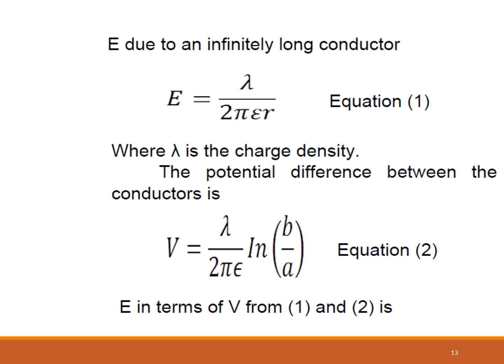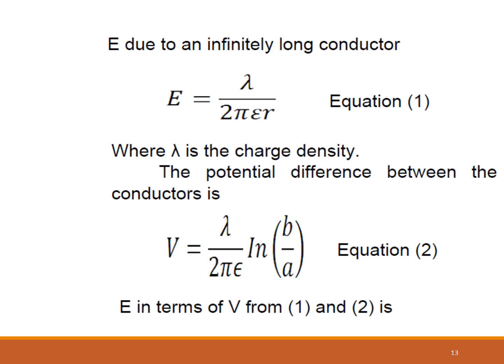And the potential difference between the conductors is given by equation 2: lambda by 2 pi epsilon ln b by a. This equation, the potential difference for a coaxial cable, is the expression you get when you apply the equation V is minus integral E dot dl.